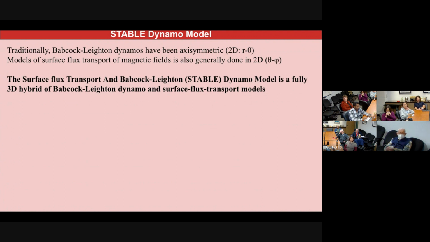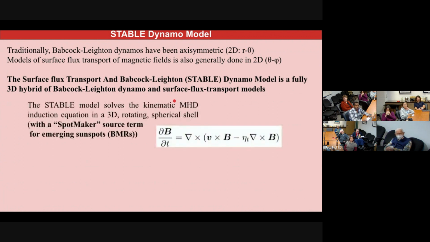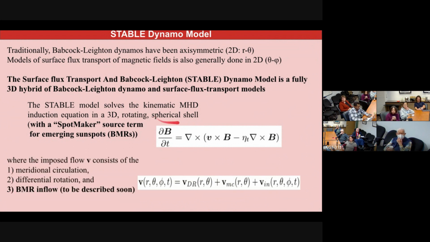This is a fully 3D Babcock-Leighton dynamo, and it solves the MHD kinematic induction equation in a 3D rotating spherical shell. As a source term for the poloidal field, or the bipolar magnetic active region, we use a spot maker algorithm. So this induction equation gives the time evolution of the magnetic field with interaction with the velocity field, and this is the advection term, and this is the diffusion, the turbulent diffusion. V, the velocity field, consists of meridional circulation, differential rotation, and bipolar magnetic region, or BMR, inflow. We'll describe it.